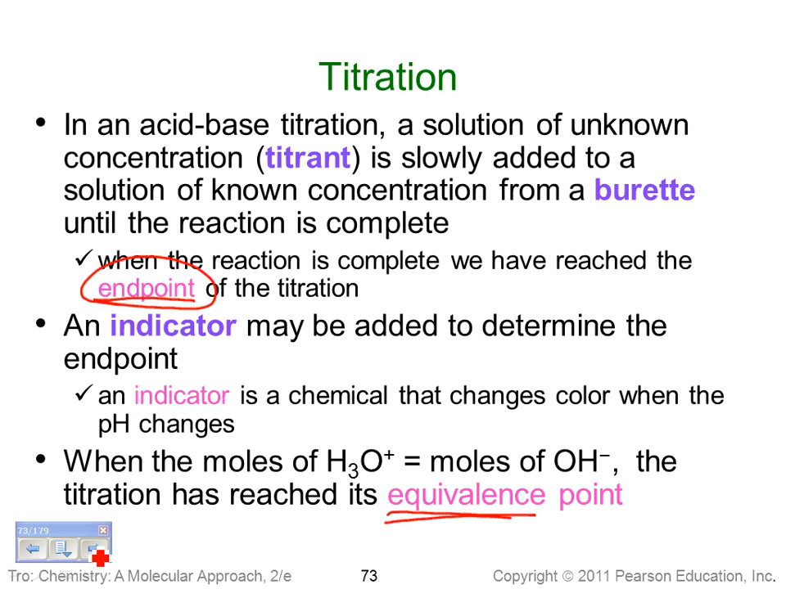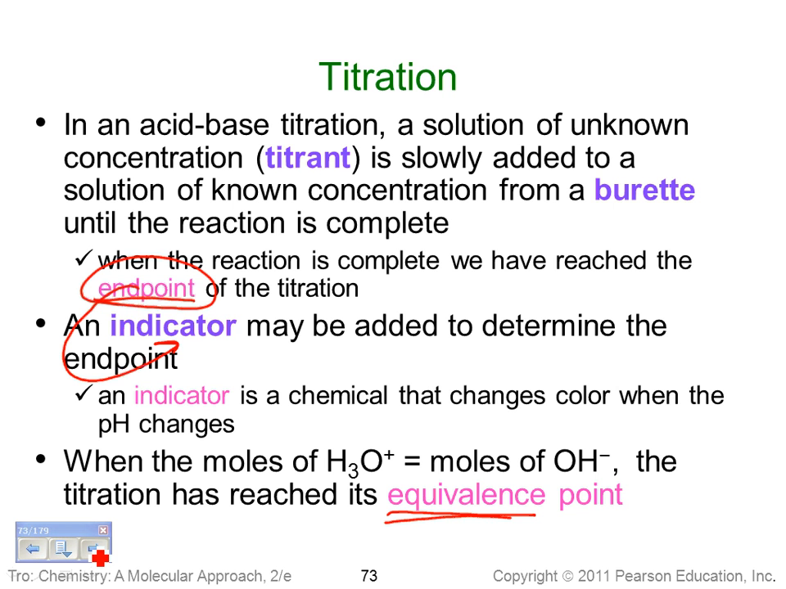The end point, on the other hand, is really a product of my indicator. Those indicators are two different colors, one in acid solution and one in base solution. So when you start your titration, that indicator is a particular color. And when the pH switches to whatever the pKa point of that indicator is, the indicator switches color. When that color switch happens, that's the end point.